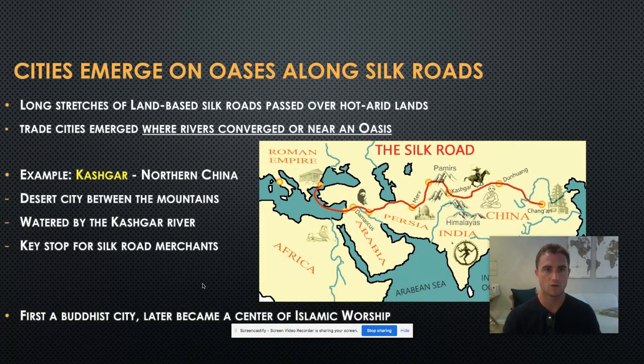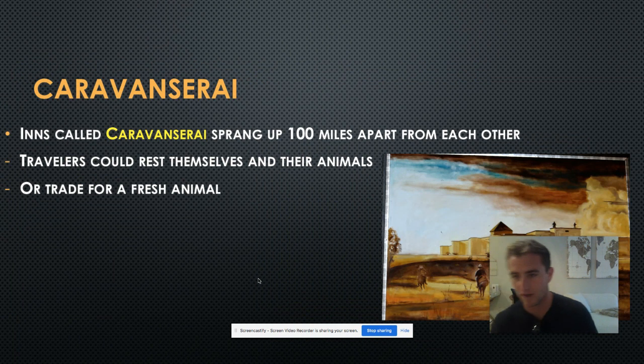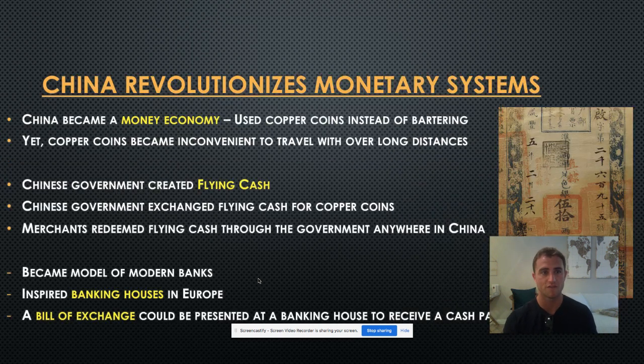Okay, so the caravanserai, another innovation, another thing that developed along the land-based Silk Roads. These are just inns, and the name comes from the Persian word caravan because we have lots of merchants traveling in caravans along the land-based Silk Roads. And they sprang up 100 miles apart from each other. The reason they're 100 miles apart is because camels can travel about 100 miles without needing any more water. This is a place where merchants would come in, get a rest, give their animals a rest, or trade for a new animal if their animal was sickly or injured to continue along the Silk Road. So another innovation that you could use.